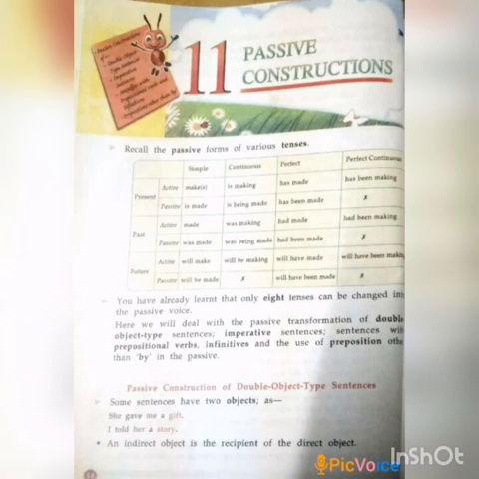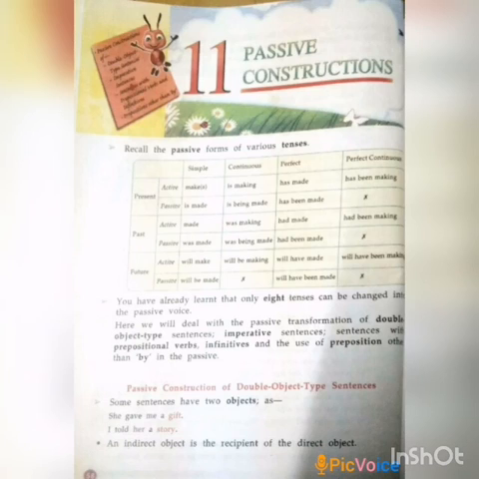Here we deal with the passive transformation of double object type sentences. What are the four kinds of sentence? Can you remember? First, what is meant by a sentence? You know, it is a group of words. What are the four kinds of sentence? Statement, interrogative, imperative, and exclamative. Here we deal with only two types. What are they? Imperative sentences, then sentences with prepositional verbs, infinitives, and the use of prepositions other than by in the passive. See, the passive construction of double object type sentences.